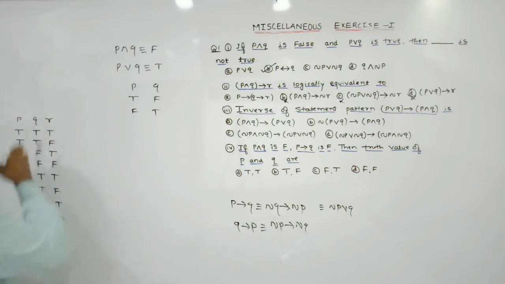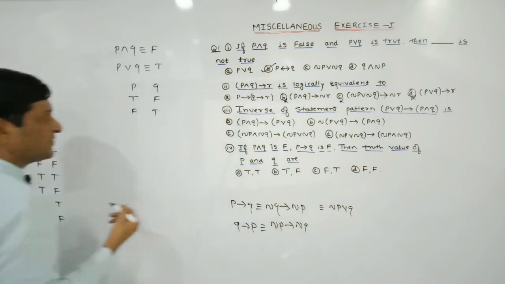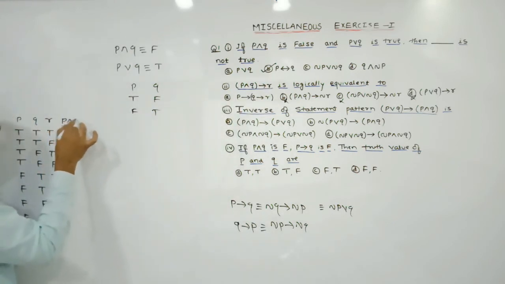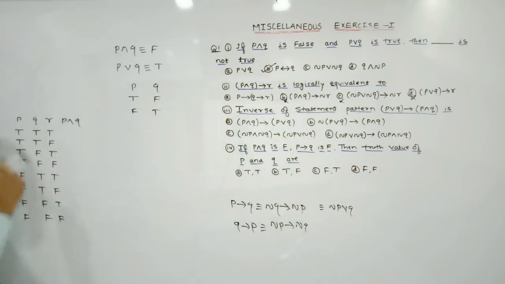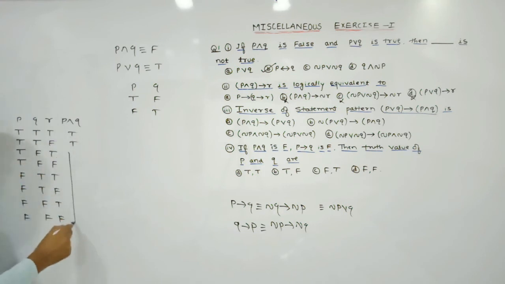So P, Q, R are three statements under consideration. So let us try to find out the truth value of the first part, P and Q. So we have to connect these two statements by and. In case of and, if at least one statement is false, and will be false. So true, true. In the first two cases we are getting true, then false, false, false, false, false, means for all remaining cases we are getting what? False.